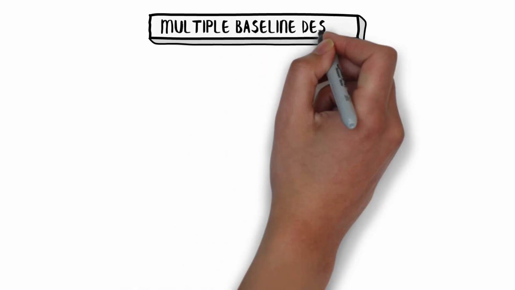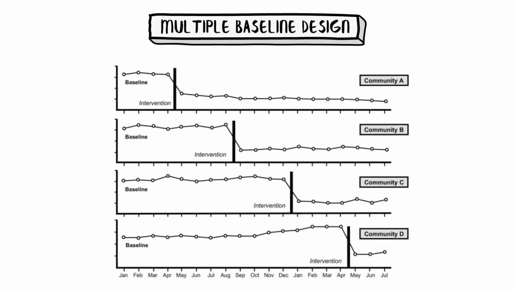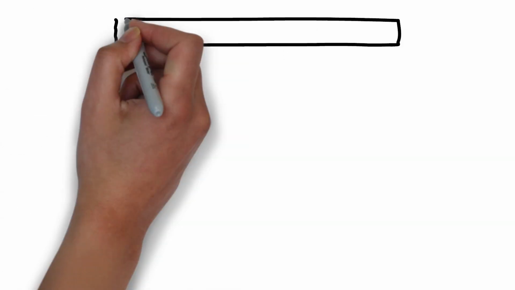Multiple baseline design. Researchers establish baselines for multiple behaviors, individuals, or settings before implementing the intervention. The intervention is then applied sequentially across the different baselines, allowing researchers to observe the effects of the treatment on each behavior, individual, or setting. All the target behaviors should change, but only after the treatment is given for each one.